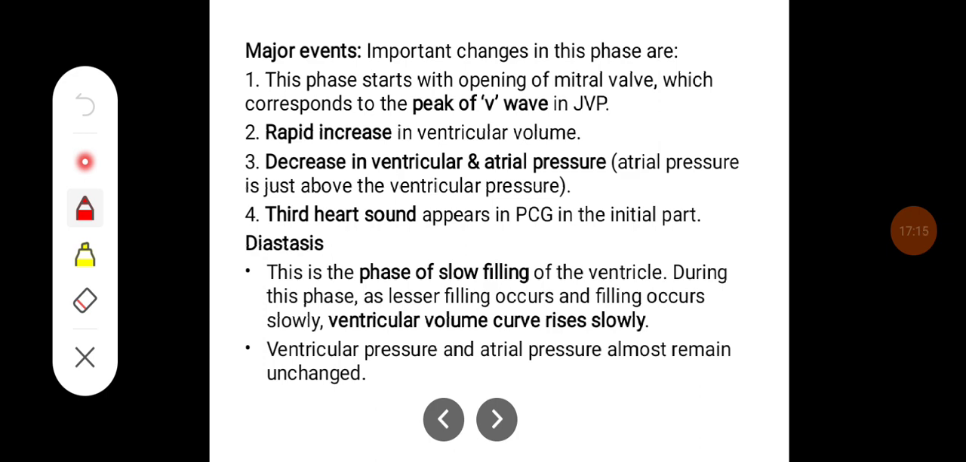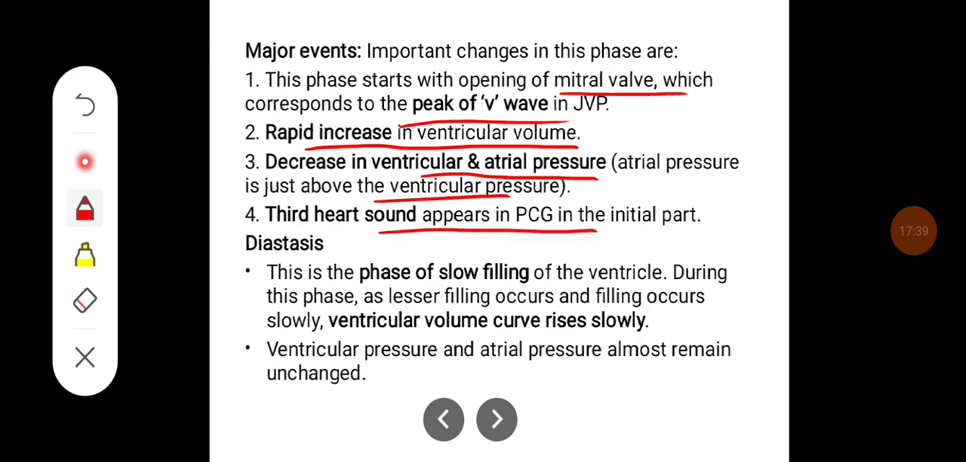The major events that happen here are: this phase starts with the opening of the mitral valve, which corresponds to the peak of the V wave in the JVP. There is a rapid increase in the ventricular volume. There is a decrease in the ventricular and atrial pressures. The atrial pressure is just above the ventricular pressure here. The third heart sound appears in the phonocardiogram in the initial part.